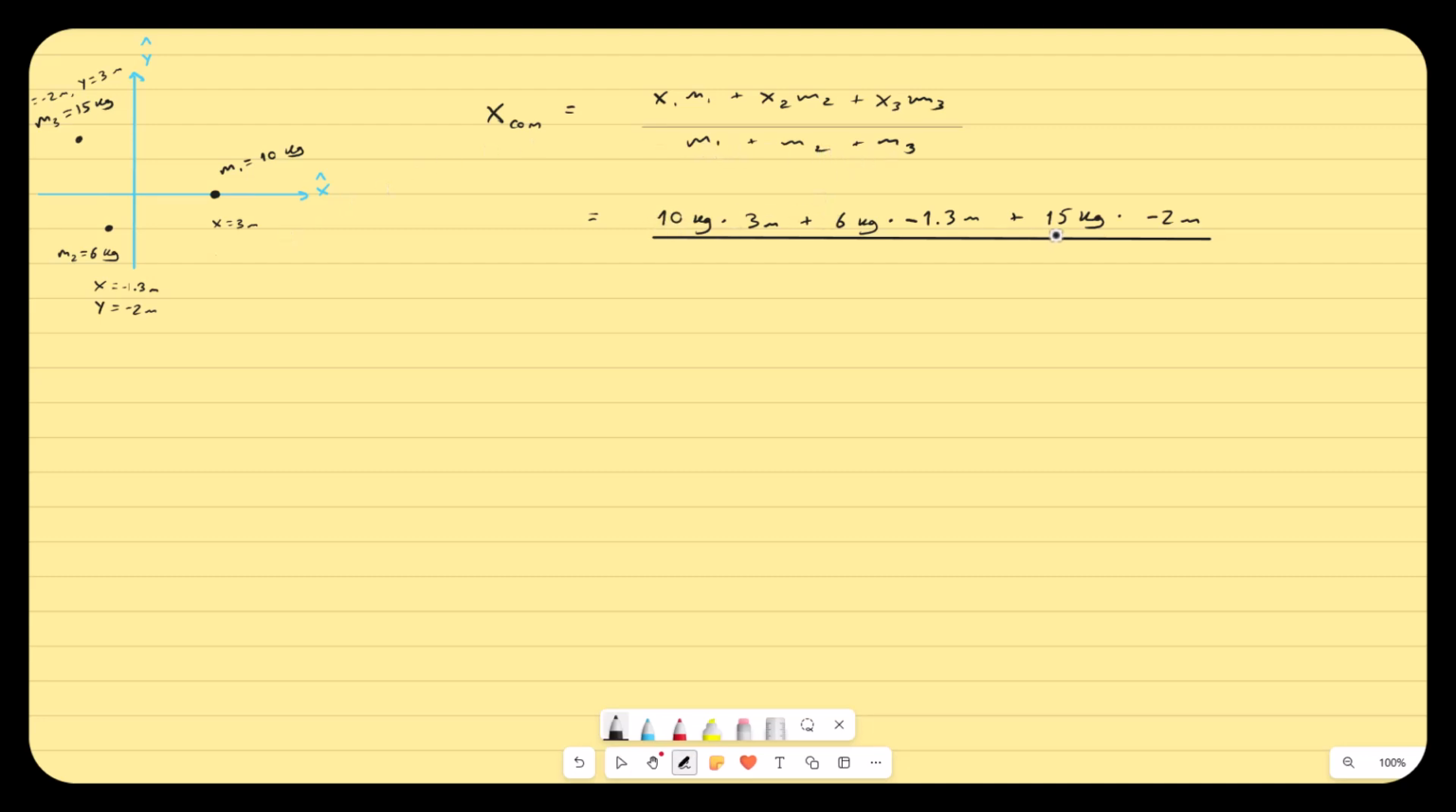10 plus 6 is 16 plus 15 is 31 kilograms. The top, I've got 30. 6 times negative 1.3 is going to be negative 8. So 30 and negative 8, that makes 22. And then I'm going to subtract another 30. That's going to be negative 8 on top, kilogram meters, divided by 31 kilograms. And that gives me negative 0.26 meters.